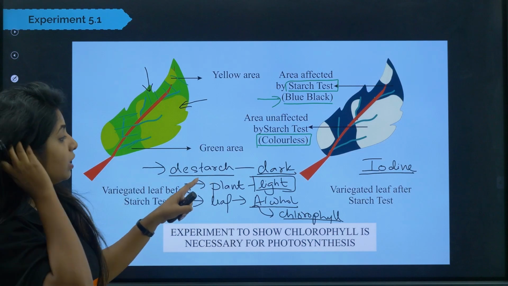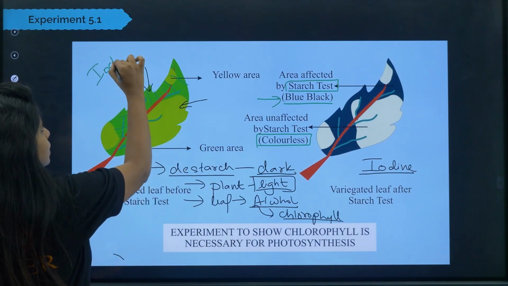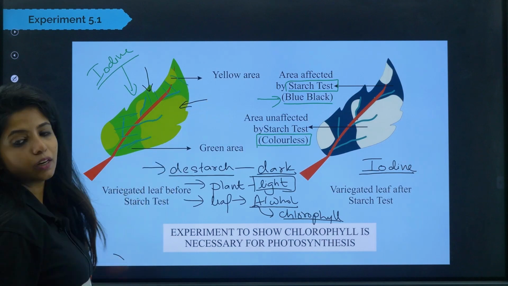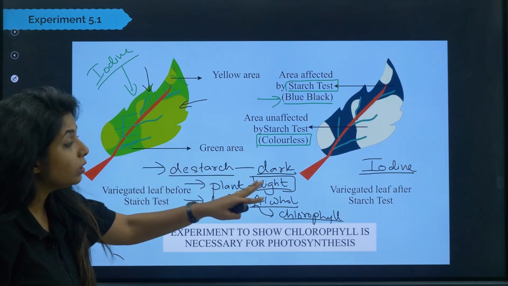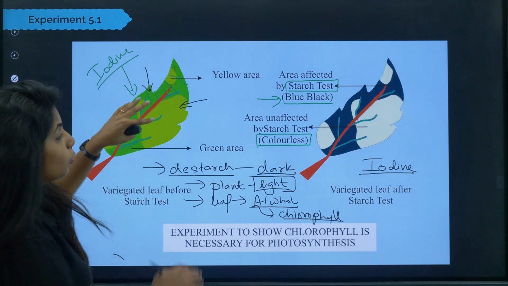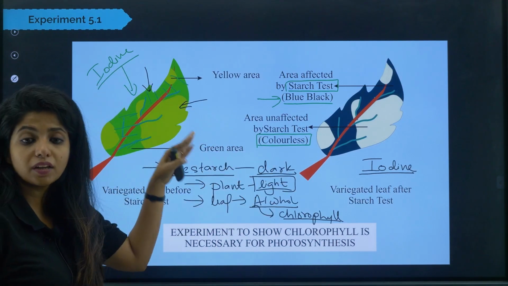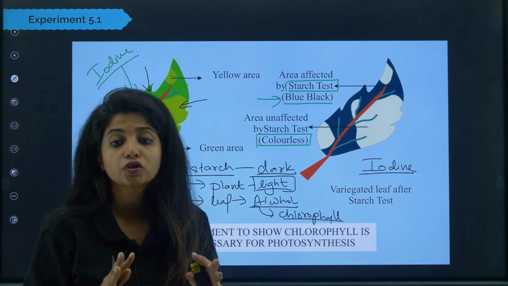Basically, children, when I had it initially, if I put iodine on this particular thing, the whole leaf appears to be blue-black in color because all of it will be having starch. Now I de-starched it. Now only the area that is rich in chlorophyll pigments will be having starch. It won't be able to supply it to all the other areas within a short span. So hence I am showing you the importance of chlorophyll.